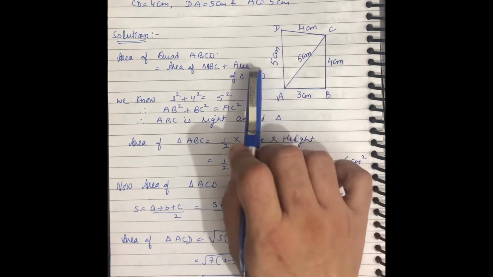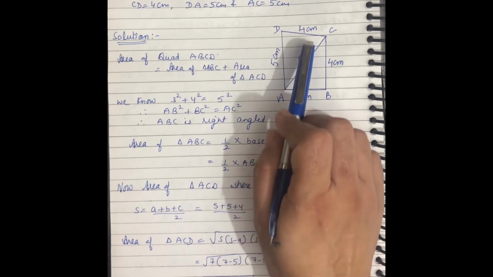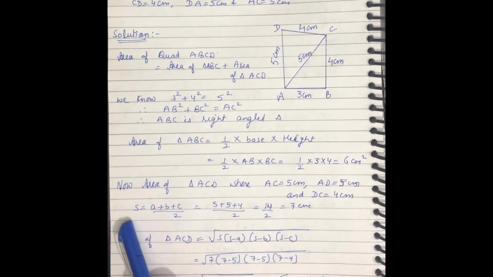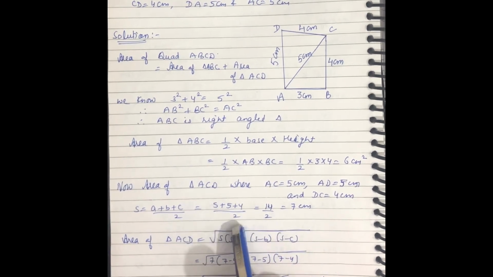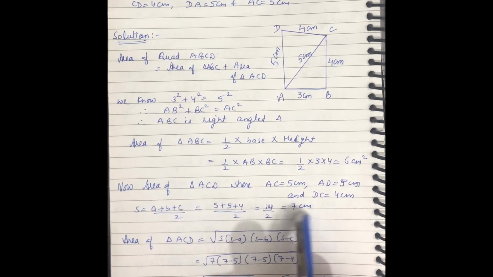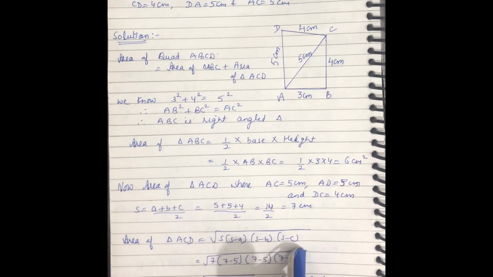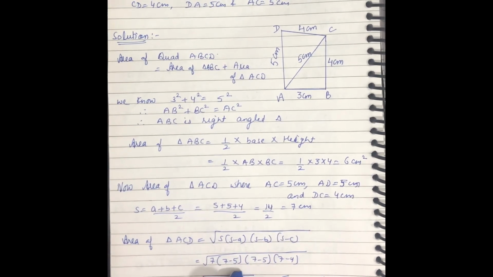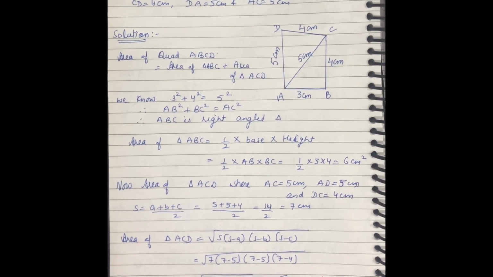Now we are finding area of this portion. Sides are given as 5 centimeters, again 5 centimeters and 4 centimeters. So S will be A plus B plus C by 2. S is coming as 5 plus 5 plus 4 by 2, 14 by 2, which is equal to 7. For area of this portion, the formula will be the root of S into S minus A, S minus B, S minus C. So 7 minus 5, first side. 7 minus 5 again, second side. 7 minus 4, third side. 7 into 7 minus 5, 2. Again 7 minus 5, 2. 7 minus 4, 3.